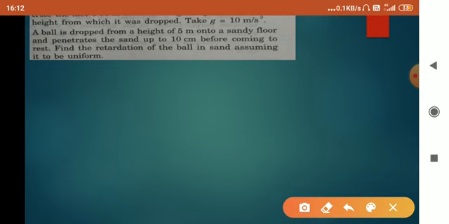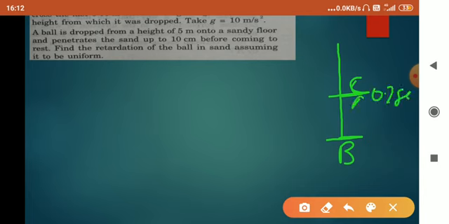In the first problem, a ball is dropped from a height. If it takes 0.2 seconds to cross the last 6 meters before hitting the ground, so this is the last 6 meters. BC is the last 6 meters. This ball covers the last 6 meter distance in 0.2 seconds, and this distance is 6 meters.